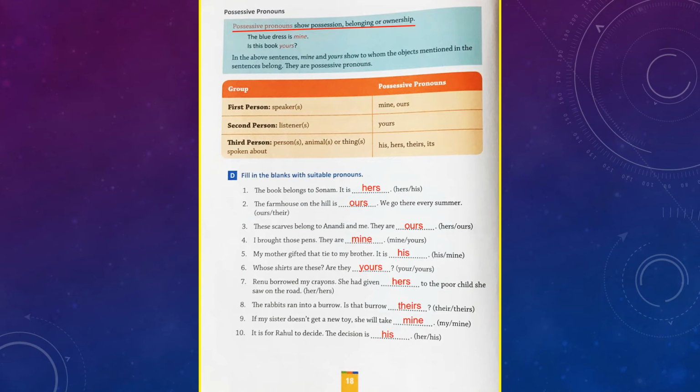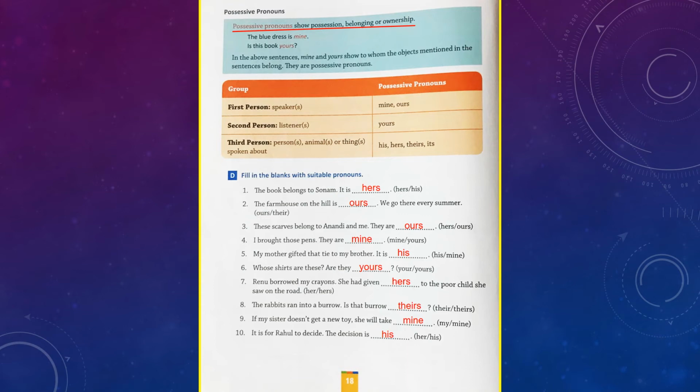So they have already divided the possessive pronouns. I have to see from above and fill in the blank appropriately. Okay, the first one. The book belongs to Sonam. It is hers. Number 2. The farmhouse on the hill is ours. We go there every summer. Number 3. These scarves belong to Anandi and me. They are ours. Number 4. I brought those pens. They are mine.